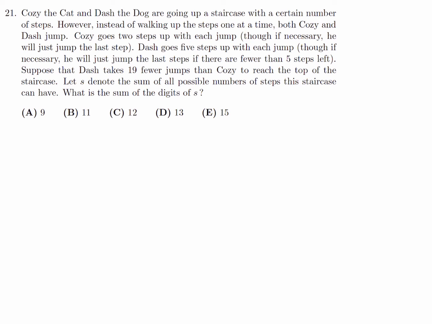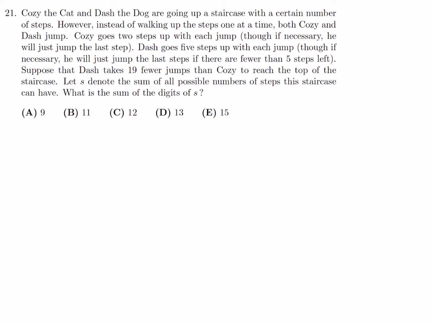However, instead of walking up the steps one at a time, both Cozy and Dash jump. Cozy goes 2 steps up with each jump, though if necessary, he will just jump the last step. Dash goes 5 steps up with each jump, though if necessary, he will just jump the last steps if there are fewer than 5 steps left.